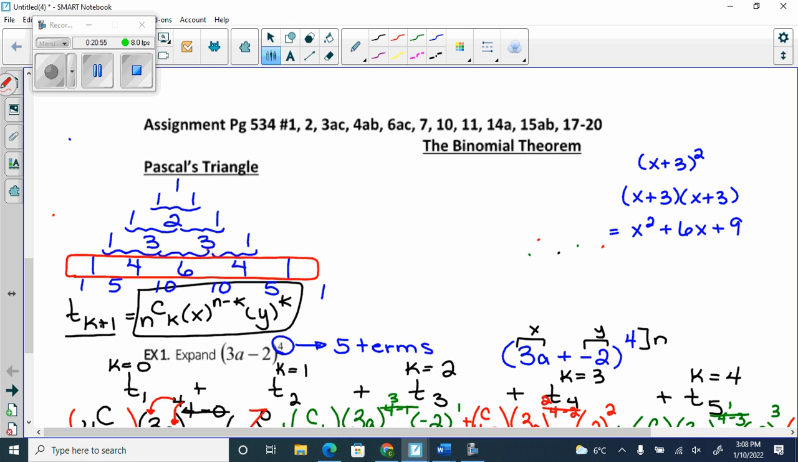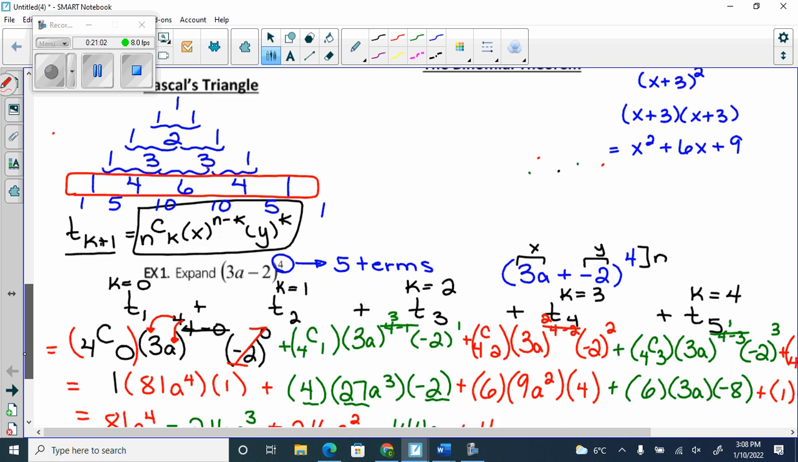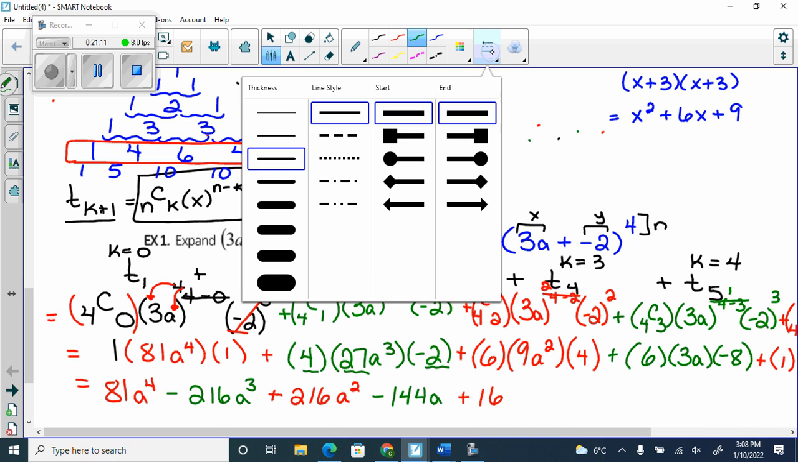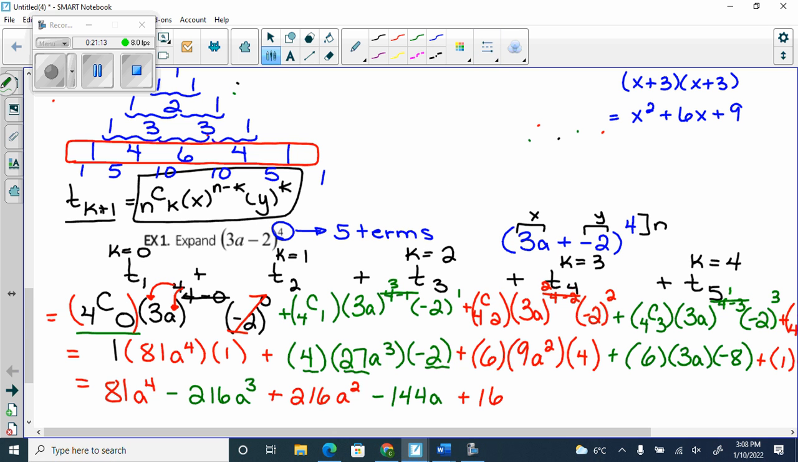Because how many terms does this row have? 1, 2, 3, 4, 5. Do you see that? 1, 4, 6, 4, 1. How many terms did this one have down here? It had 5 as well, correct? So if you look here, just for the C part, 4C0 is 1. 4C1 is 4. 4C2 is 6. 4C3 should have been 4.